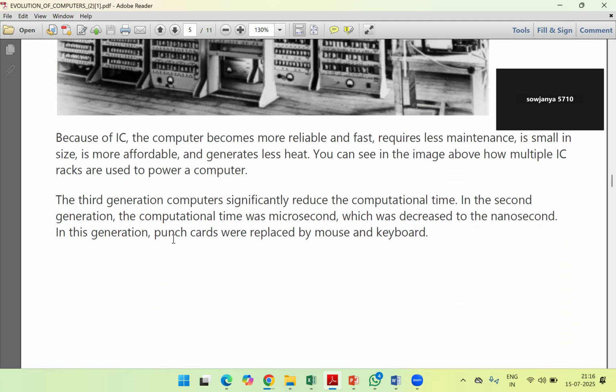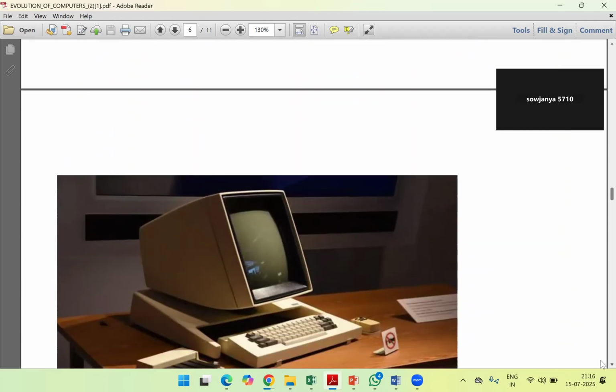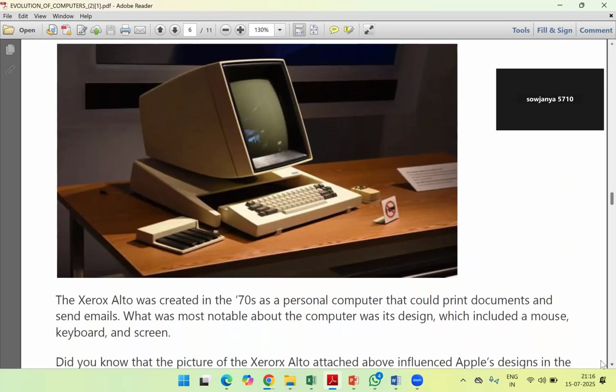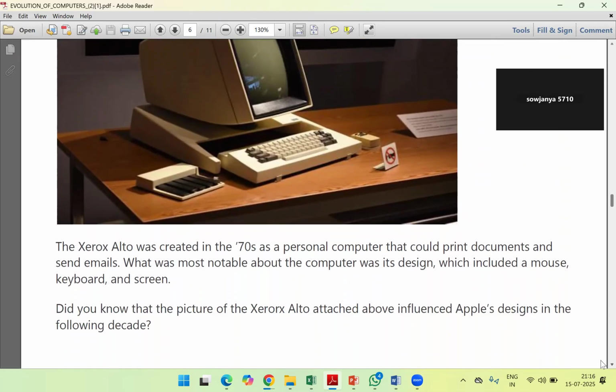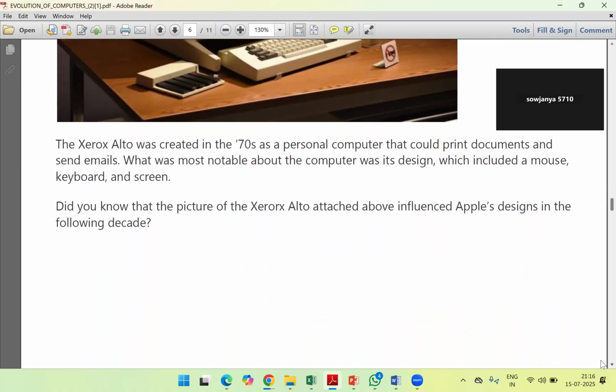In this generation, punched cards were replaced with mouse and keyboard. So in the first generation, they used punched cards, right? They were replaced with mouse and keyboard in third generation computers. Next, this is the Xerox Alto, which was created in the 70s. Personal computer documents, send emails. This is because of Apple design.